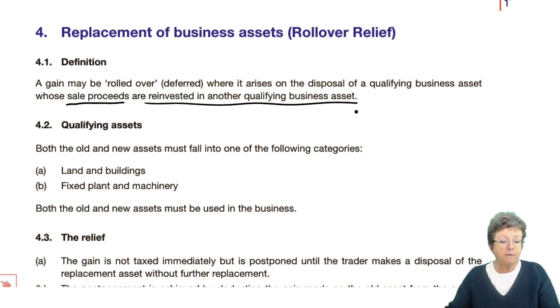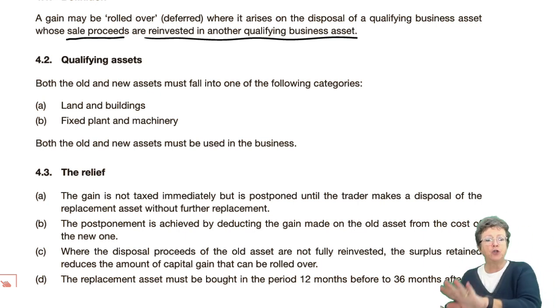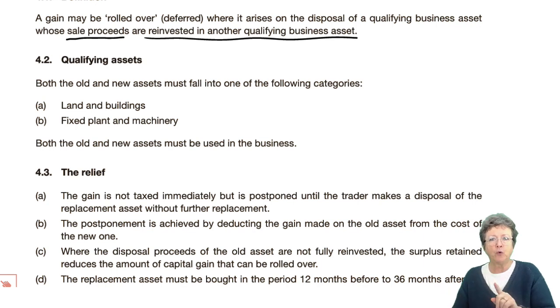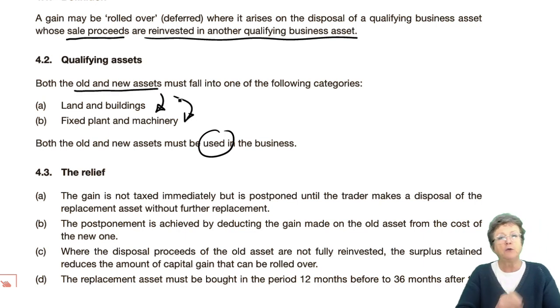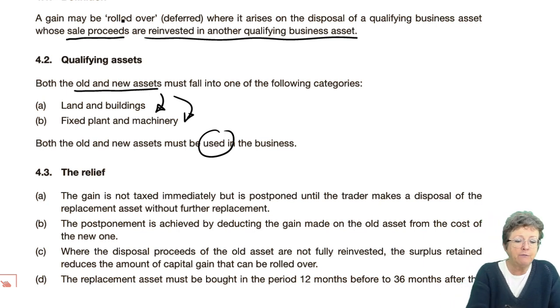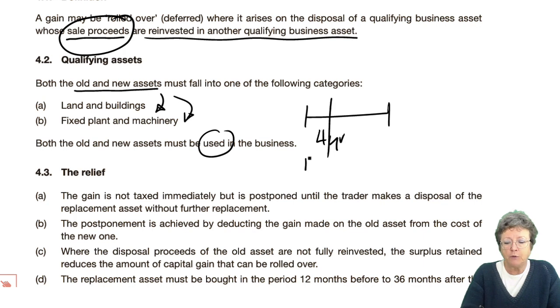Okay. Now, qualifying assets: land and buildings, fixed plant and machinery. That's the first thing. It must be a qualifying asset, the old one and the new one. They must also be used in the business. So old and new assets must be out of these two categories. Normally you'll find it's land and buildings, and they must be used in the business. You must invest all of the proceeds. Now, there is a window. It's a 4-year window, 12 months before, 36 months after the date of sale.